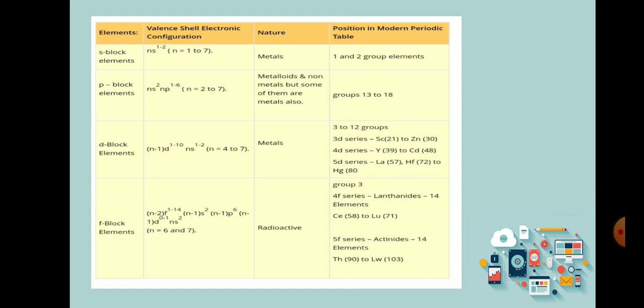F block elements. Valence shell electronic configuration is (n-2)f1 to 14 (n-1)s2 (n-1)p6 (n-1)d0 to 1 ns2, where n is equal to 6 and 7. Nature is radioactive. Position in the modern periodic table is group 3. 4f series lanthanides: 14 elements starting from cerium with atomic number 58 to lutetium with atomic number 71. 5f series actinoids: 14 elements from thorium with atomic number 90 to lawrencium with atomic number 103.